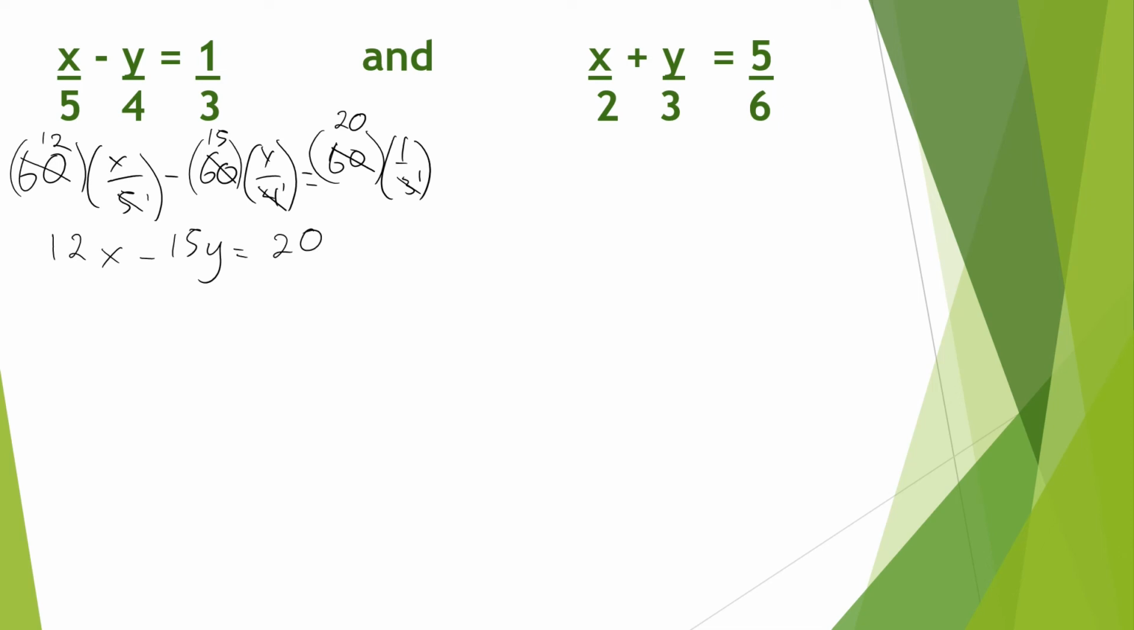If it is possible to simplify, you can simplify by dividing by the same number. But these equations cannot be simplified, because when we divide by 2, 15 cannot be divided by 2. And when we divide by 3, 20 cannot be divided by 3. So let's leave this equation like this, 12x minus 15y equals 20. Okay, let's continue with this one.